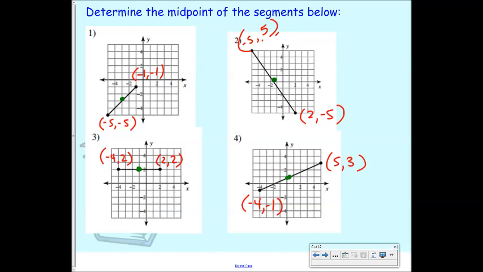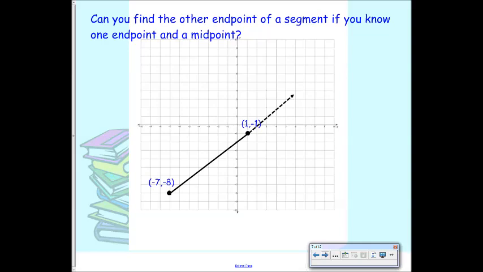Okay, what is different in this picture? This says, can you find the other endpoint of a segment if you know one endpoint and a midpoint? So what's different here? Matthew? Yeah, you have to find the other endpoint. So this right here, is this an endpoint or a midpoint? This is an endpoint, and this is a midpoint. So where's your other endpoint? Somewhere off up here, but I don't know where it is. So does anyone have any ideas on how I could figure it out? Pedro?